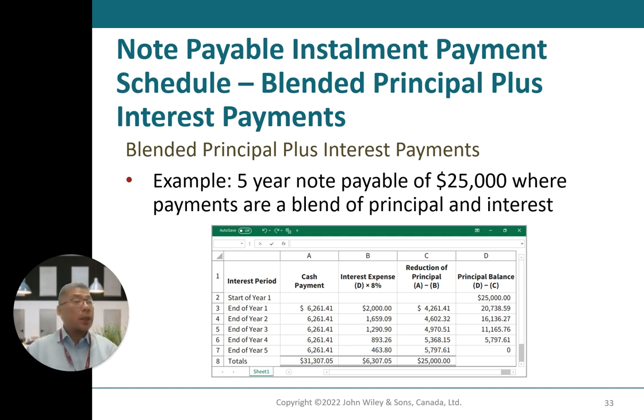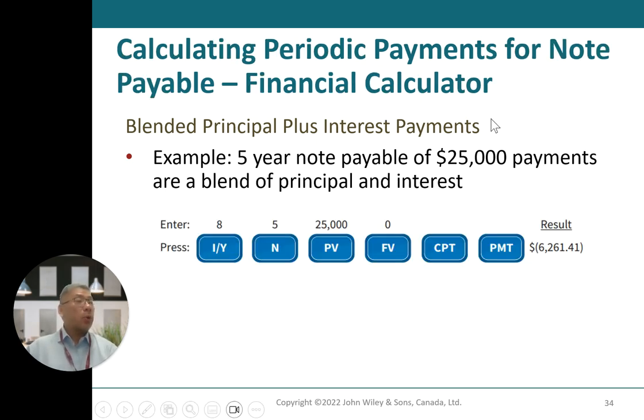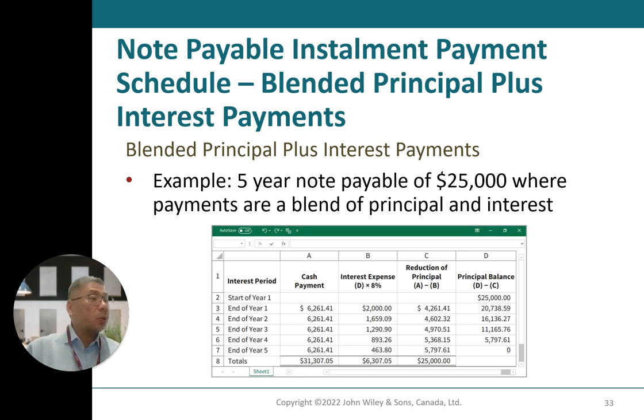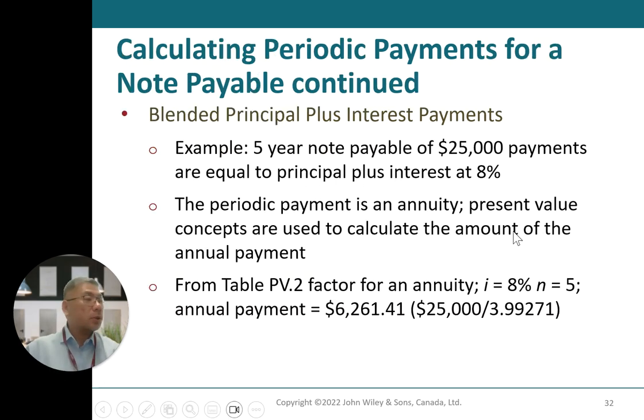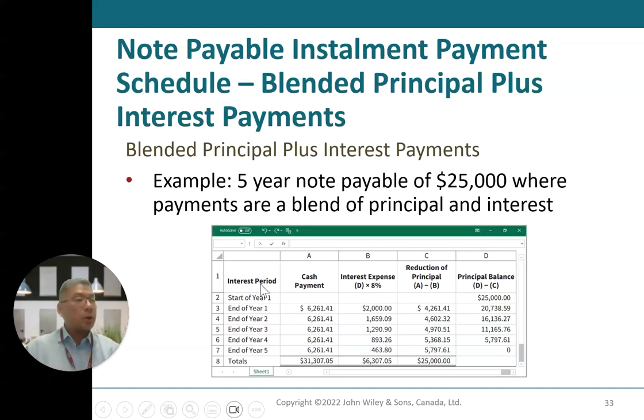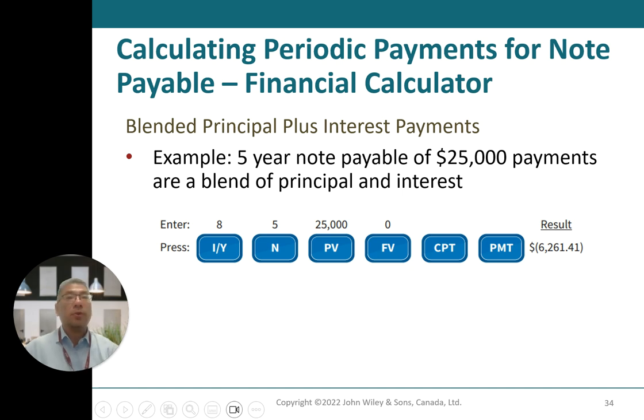So let's look at the one on the calculator. This is what I prefer the most. 8 is I/Y, N is 5, 25,000 present value, 0 future value, compute PMT. So you get this number, 6,326.1. Where did you get this number? This is the one. So 6,326 you got here, and then you got here, coming back to the same thing, 6,326. That's objective number 5.